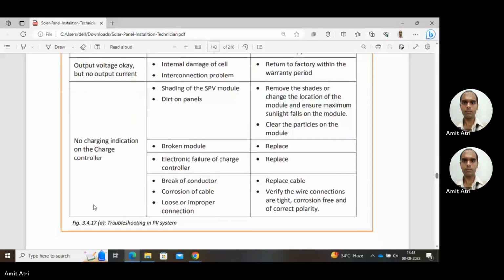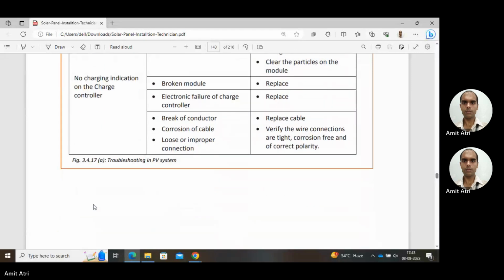Next reason could be break of conductor. A wire that is broken, so we need to replace it. Corrosion, improper connection. In that case, we need to check whether the corrosion is there or not. Make proper connections, check the polarity. If it is wrong, then we need to correct it.